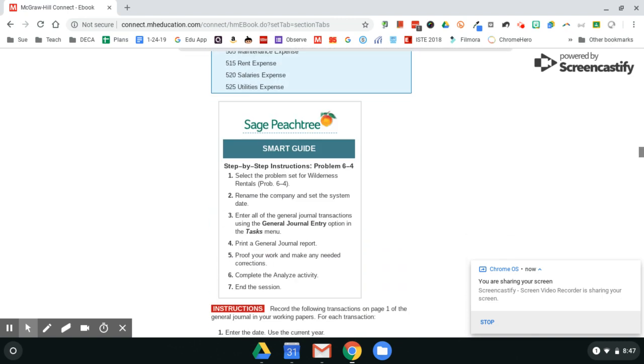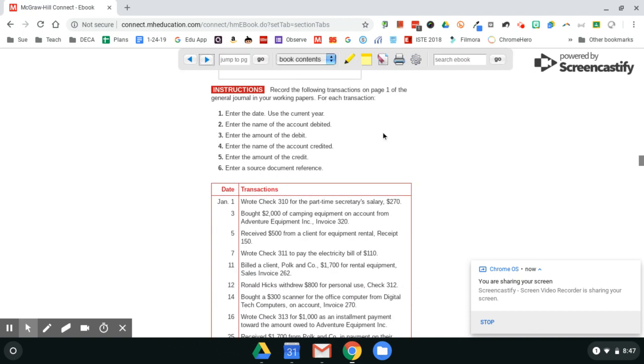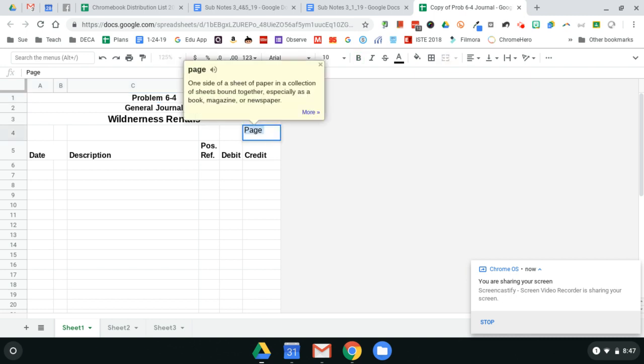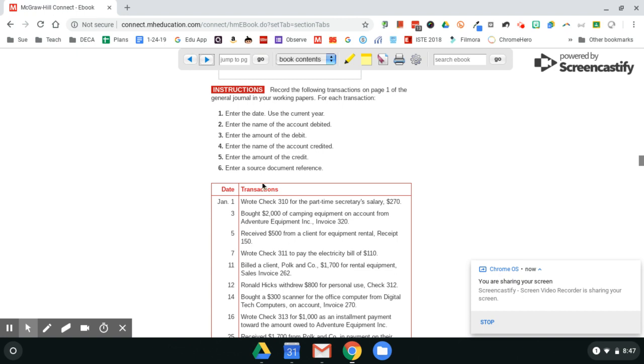The accounts that are in their ledger, and the instructions say to record on page 1 of the general journal. So let's make sure that we put page 1 here. And then we're going to come back here, and it just says to do the 6 steps that I talked about in the previous videos.